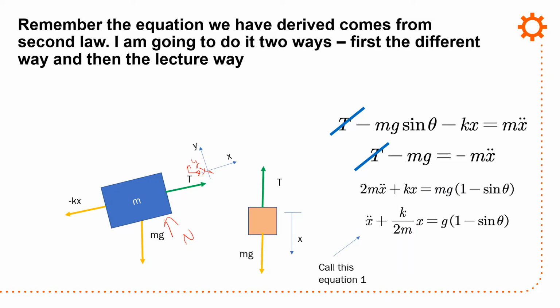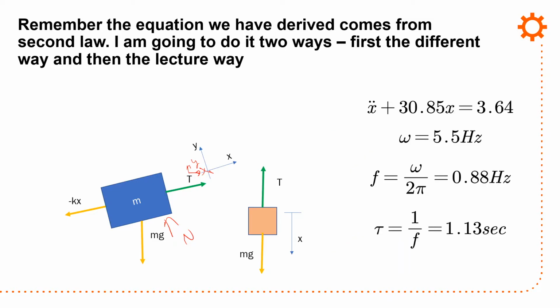Now you'll notice that there's a difference here. In lecture, when we did these problems, we'd often look at them from the perspective of static displacement, and that last term would disappear. I'm going to leave it in there for now, and we're going to treat it almost like a forcing term. And so you end up with x double dot plus 30.85x equals 3.64. That's when you substitute the numbers.